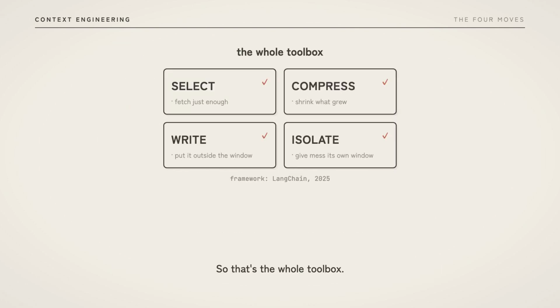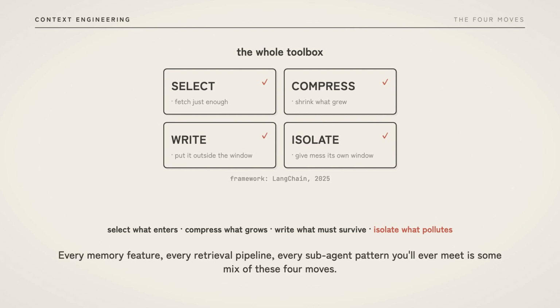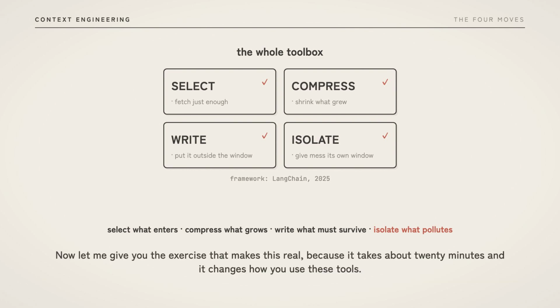So that's the whole toolbox. Select what enters, compress what grows, write what must survive, isolate what pollutes. Every memory feature, every retrieval pipeline, every sub-agent pattern you'll ever meet is some mix of these 4 moves. Now let me give you the exercise that makes this real, because it takes about 20 minutes and it changes how you use these tools.